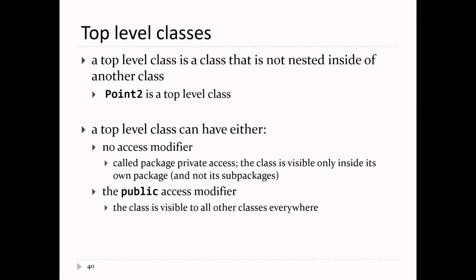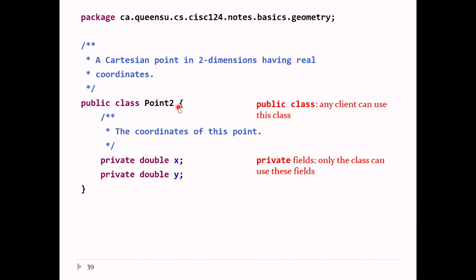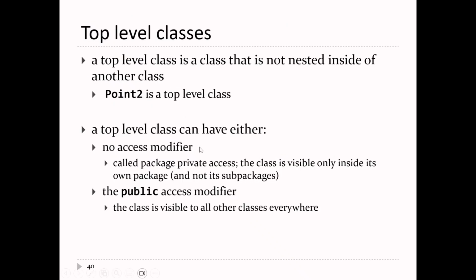Okay, so a top-level class is a class that's not defined inside of another class. Point2 is not inside of another class, so it's a top-level class. A top-level class can have exactly one of 2 access modifiers. It can be public, which is the usual thing. Public means every other class can see this class. That's normally what you want when you make a top-level class.